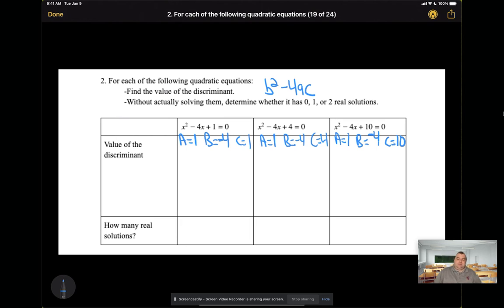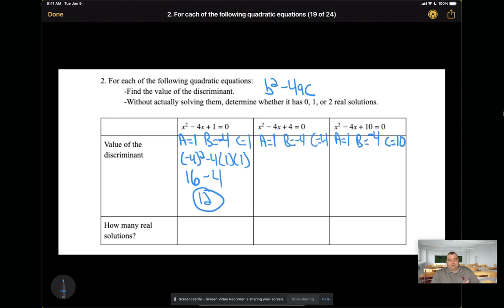Now let's go ahead and find the discriminant. So b squared minus 4 times a times c. So negative 4 squared, that's going to be a positive 16. And then negative 4 times 1 is going to be negative 4. And 16 minus 4 is 12. So that's the value of the discriminant for the first one.